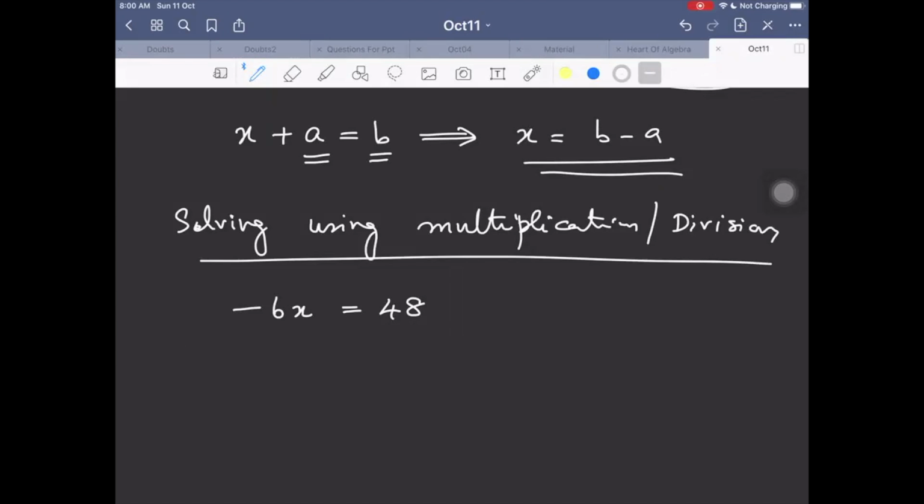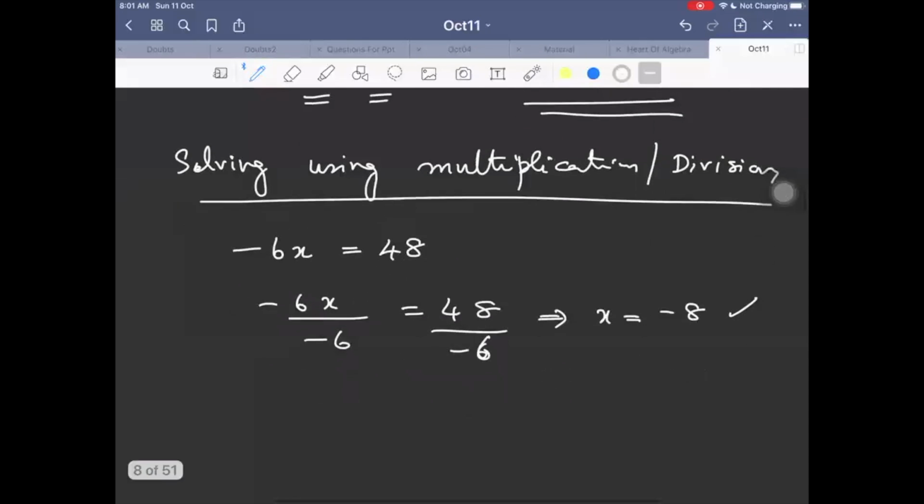Yes, that is cool. So you just divide throughout by minus 6. So minus 6x divided by minus 6 is going to be 48 divided by minus 6. So the answer is going to be x is equal to, what do you got? Yeah, minus 8. That's cool.